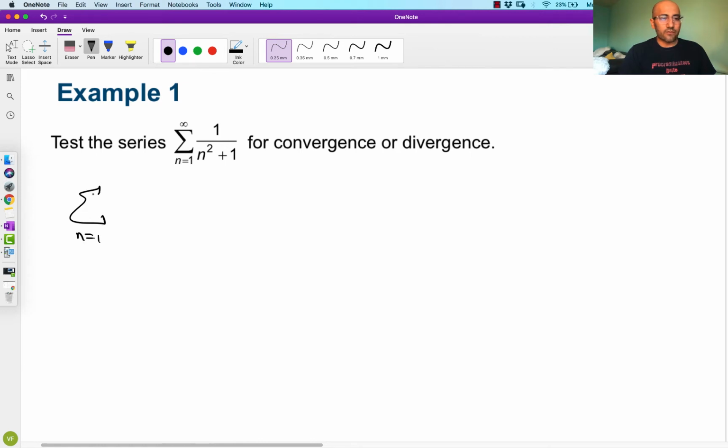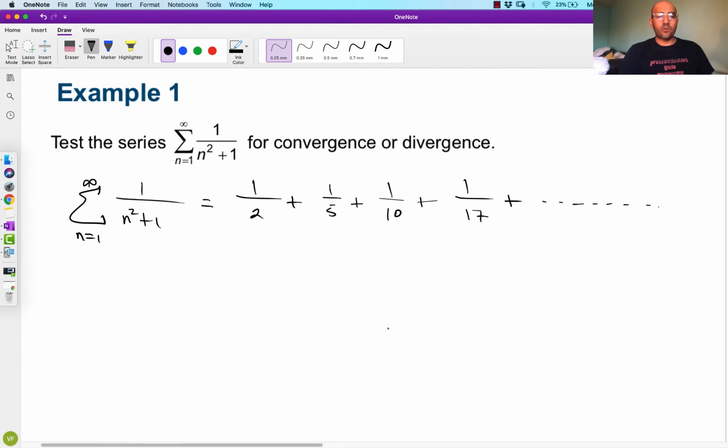All right, so let's expand this just a little bit to get a sense of what this looks like. This starts from 1 to infinity of 1 over n squared plus 1. Okay, so when n equals 1, we get 1 over 1 squared plus 1, that's 1/2. Plus, when n equals 2, we get 1 over 2 squared, which is 4, plus 1 is 5, 1/5. Plus, when n equals 3, that's 3 squared plus 1 is 10, 1 over 10. Plus, 4 squared plus 1 is 17. Plus, dot dot dot. That's what we're interested in, okay?